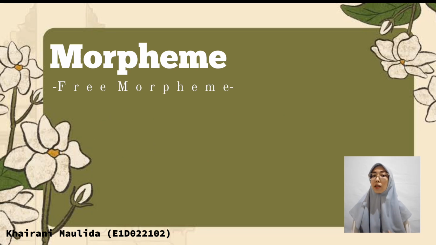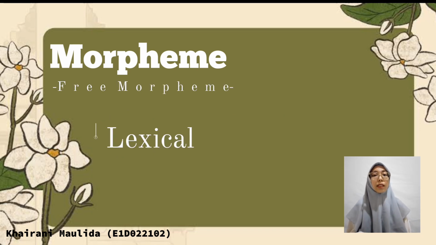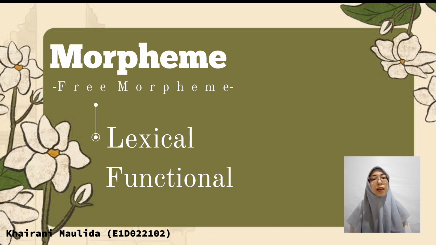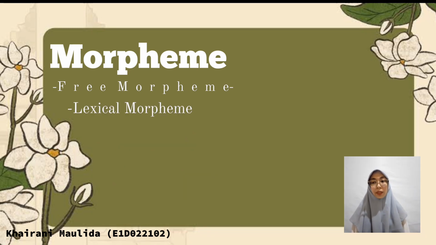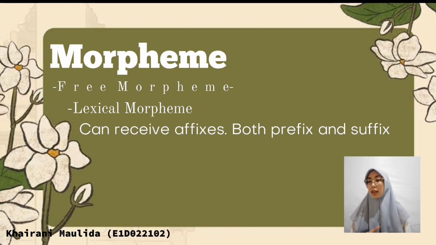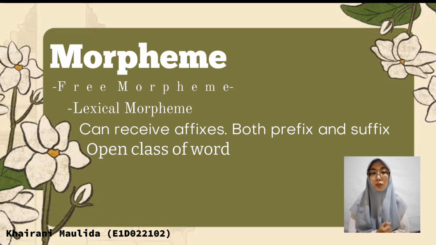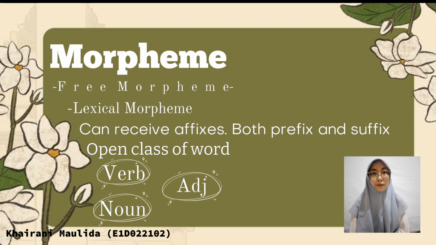Free morphemes are further divided into two types: lexical and functional morpheme. The first is lexical morpheme. Lexical morpheme is a morpheme that can stand alone and can receive affixes, either suffixes or prefixes. Lexical morpheme is considered an open class of words due to their ability to expand and adapt to the evolving linguistic landscape. The examples of lexical morpheme are all the words that can be categorized into verb, noun, and adjective.